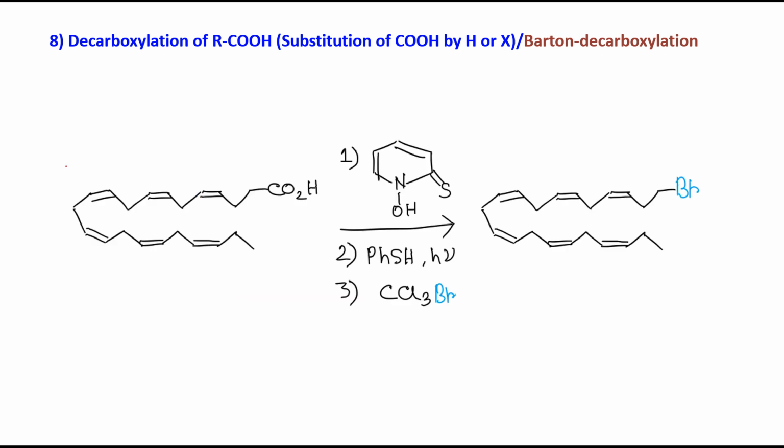So here you can see the actual example, total 3 steps, 1, 2, 3. So first we have to make the ester. One, the ester is formed. Now the actual radical mechanism, for that we have taken PhSH and hν, and in the final step we have used CCl3Br, because in the final product if you see, it is nothing but replacement of CO2H group with Br. So in the final step we have to use this reagent, that is CCl3X, where X is Br. So we are finally getting, so this is the actual example of Barton decarboxylation reaction.